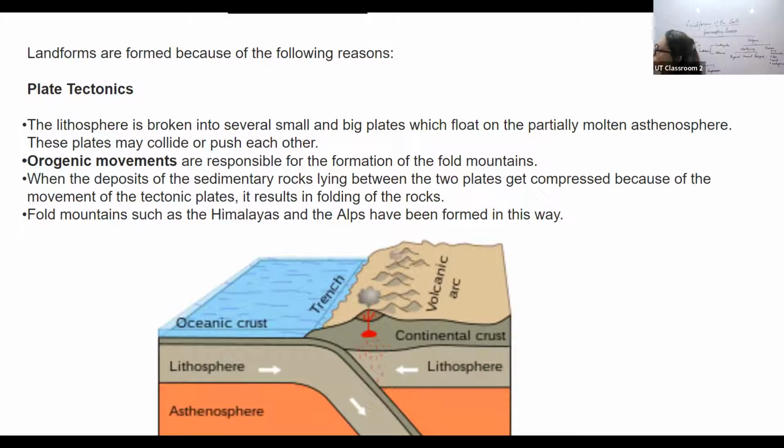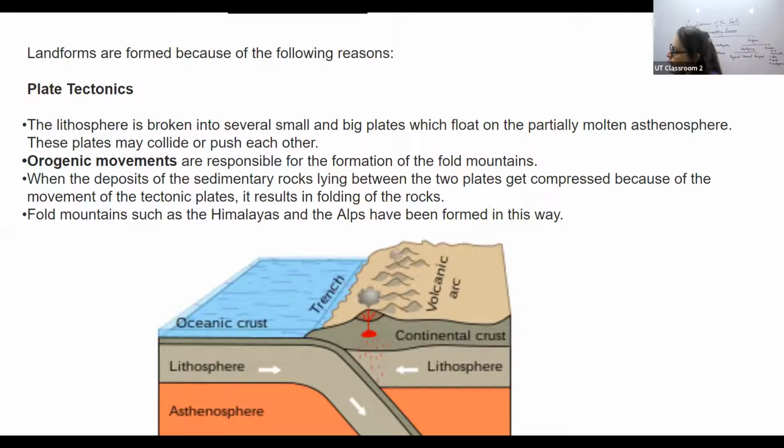These plates may collide or push each other. They are moving, so they will sometimes bang into each other. They may push each other. They may drift apart from each other. Those movements will happen. Orogenic movements. What are these? Orogenic movements are responsible for the formation of fold mountains. Here you can see this volcanic arc.